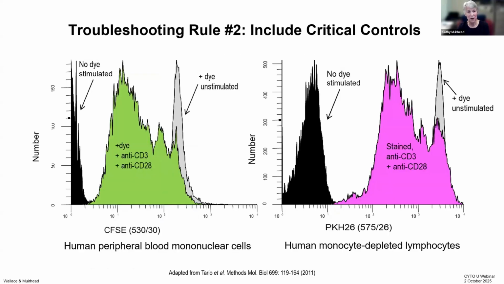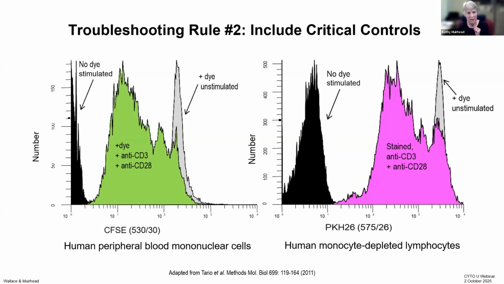You also need to be sure you have the right controls. You always need a negative biological control. So that's your unstimulated but dye positive. You need a negative instrument control, and in fact, negative biological control. So here's your no dye, but it should be stimulated, because the autofluorescence of those cells can change fairly dramatically on stimulation. And you see this actually more usually in the violet dyes, like CellTrace Violet, but you can see it some in the green, blue excited dyes as well.